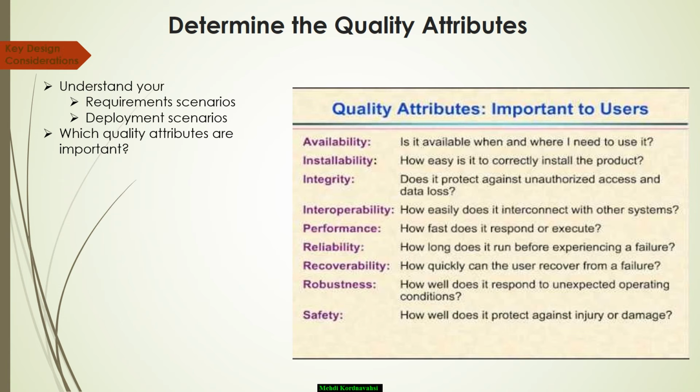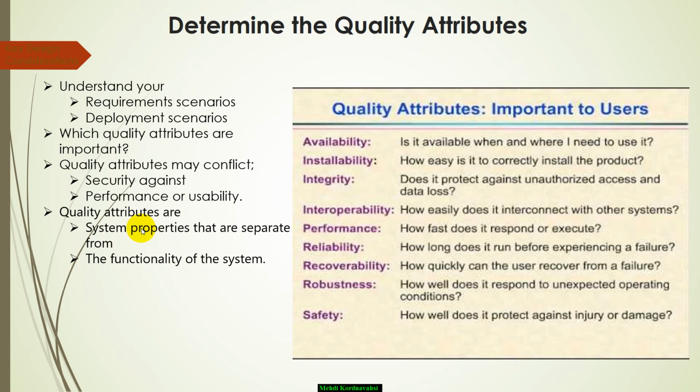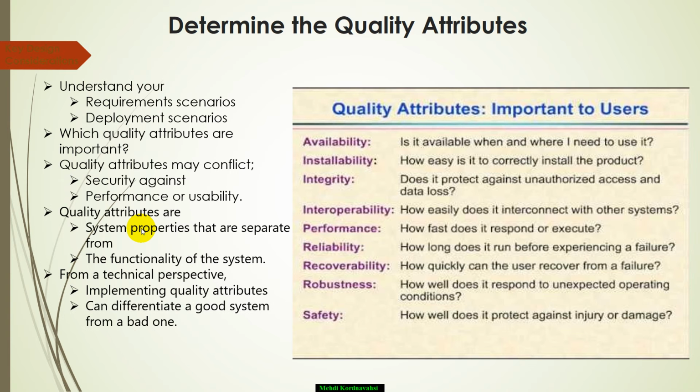Keep in mind that quality attributes may conflict. For example, security often requires a trade-off against performance and usability. Quality attributes are system properties that are separated from the functionality of the system. From a technical perspective, implementing quality attributes can differentiate a good system from a bad one. There are two types of quality attributes: those that are measured at runtime and those that can only be estimated through inspection.